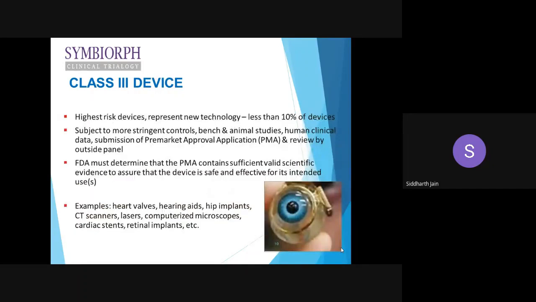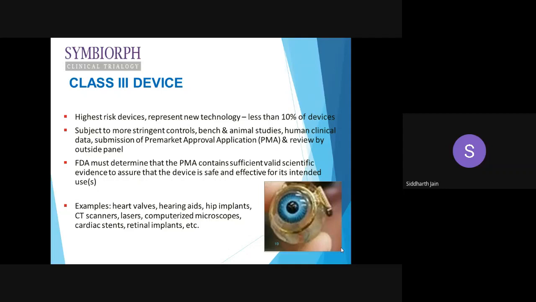Next slide. For class 3, these are higher risk devices which represent new technology, less than 10% of devices, and are subject to more stringent controls. Bench and animal testing are required, along with human clinical data and submission of a pre-market approval application. What we are talking about right now, the PMA, is required here. FDA will determine whether the PMA contains sufficient valid scientific evidence to assure that a device is safe and effective.